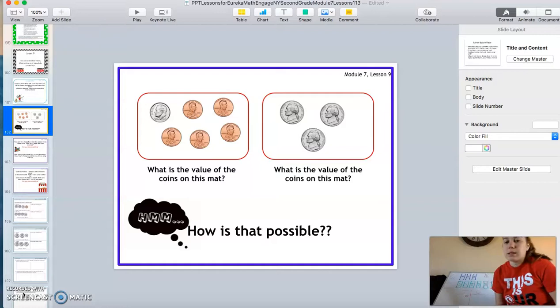Now let's count the other mat, because it says what's the value of the coins in this mat? Those are nickels. Nickels are worth how much? Good, 5 cents. So we're going to count by 5s. Ready? 5, 10, 15. So it asks us, how is that possible? Well, because we use 2 different coins, you are adding up different values. And so yes, there might be more coins on one mat than the other. The pennies are worth less than the nickels. And so when you add them all up together, it still equals the same amount.